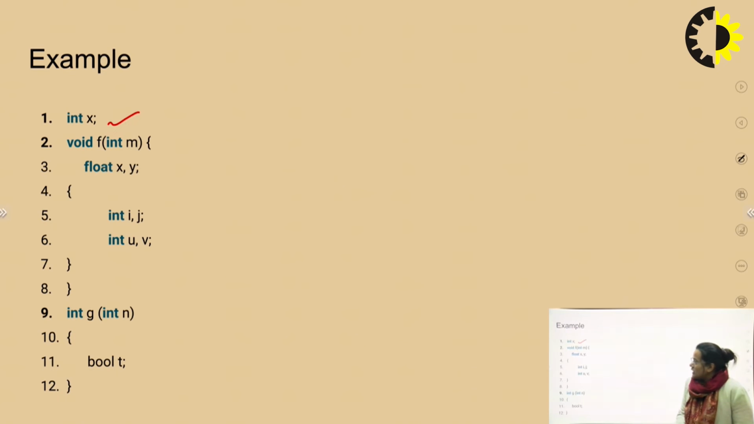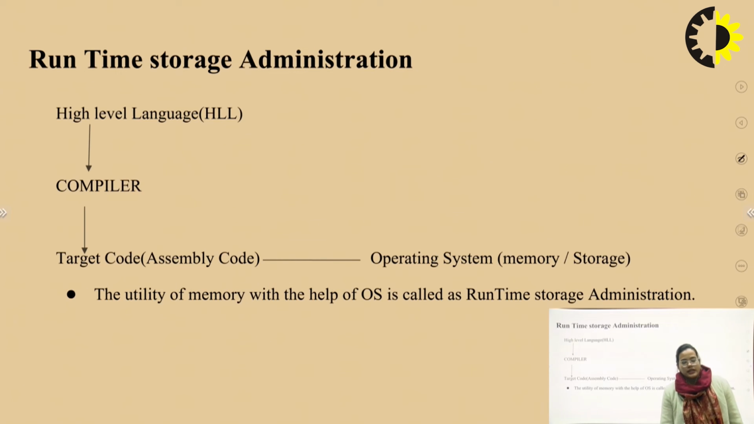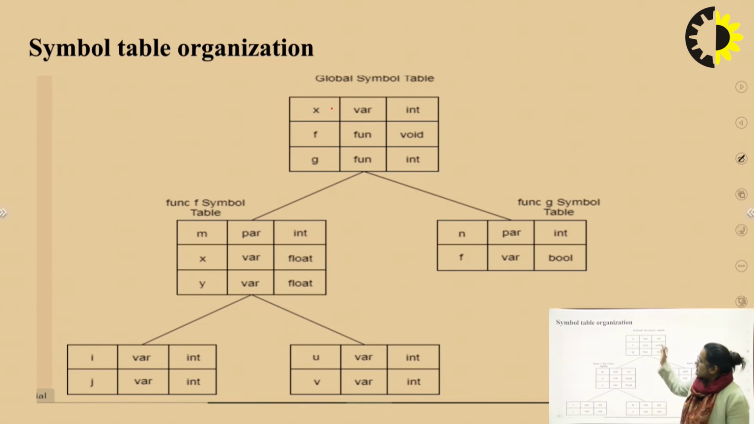Now in the g function, n is a variable and t is also a variable. There are two variables, n and t. Then n is a parameter passed in the function, and its type is integer. f is a variable that is used inside the g function and its type is boolean. Okay, this is the symbol table organization.